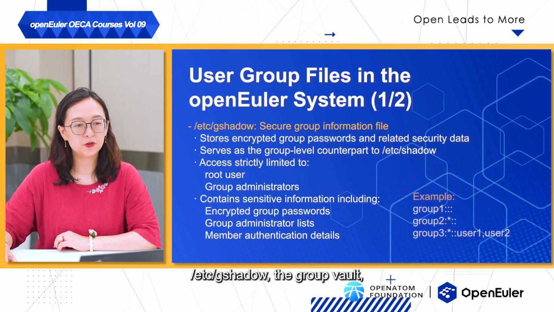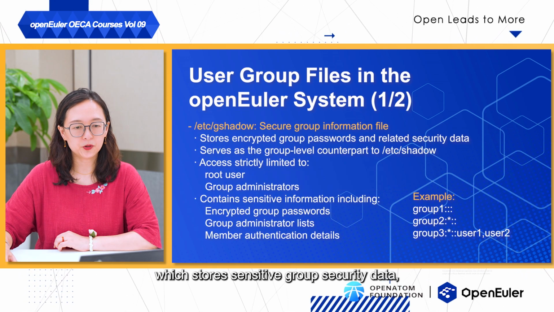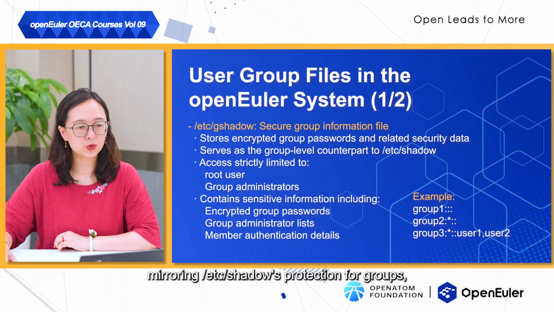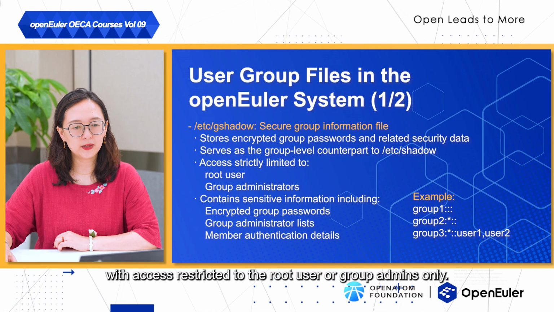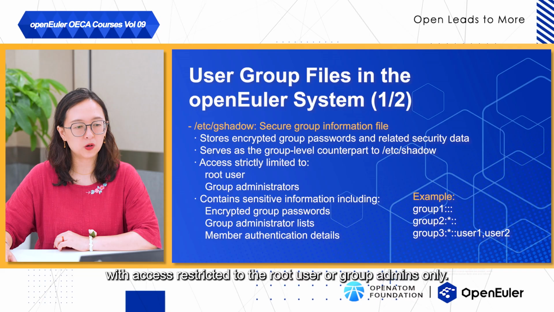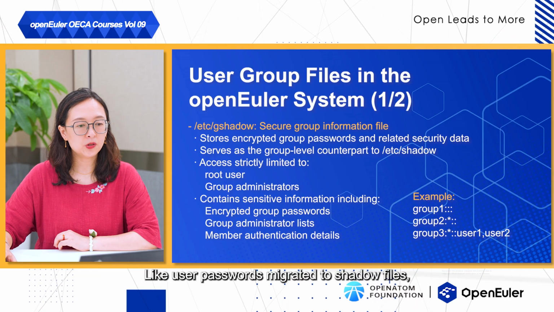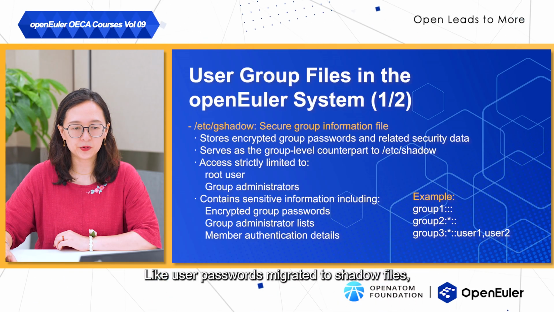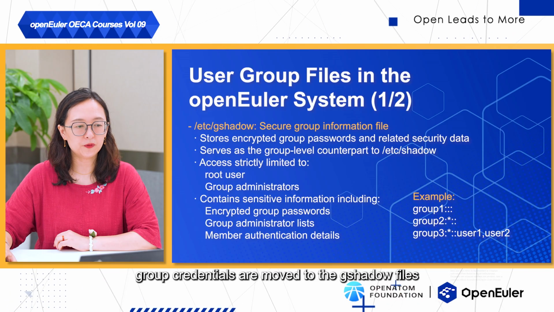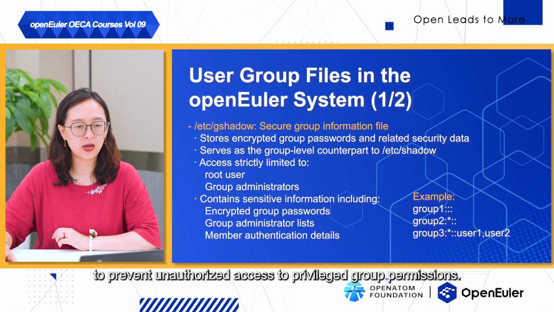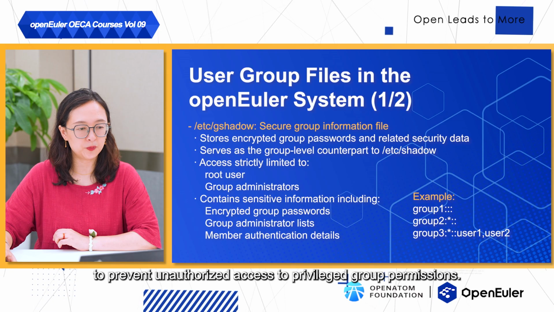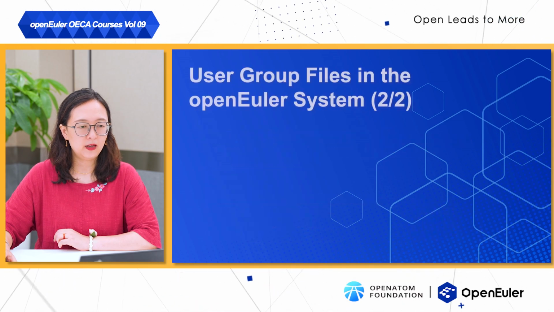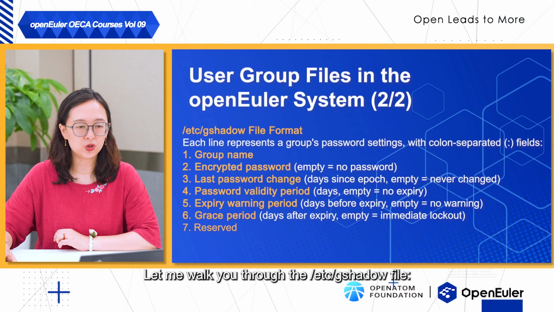/etc/gshadow, the group vault, which stores sensitive group security data, mirroring /etc/shadow's protection for groups, with access restricted to the root user or group admins only. Like user passwords migrated to shadow files, group credentials are moved to the gshadow file to prevent unauthorized access to privileged group permissions. Let me walk you through the /etc/gshadow file.